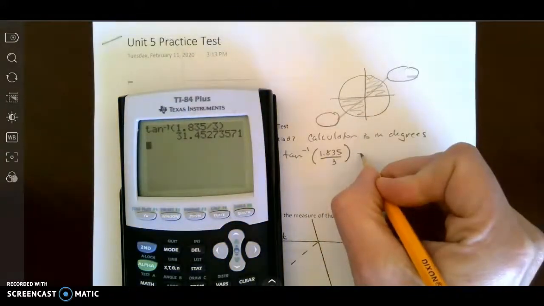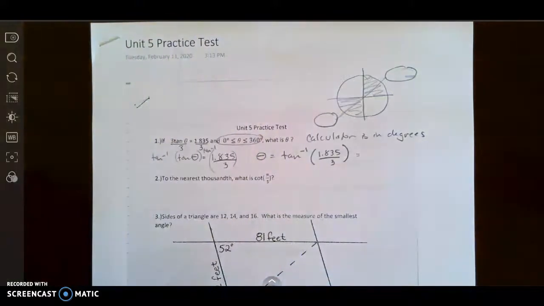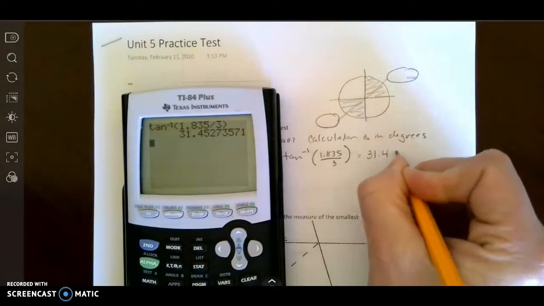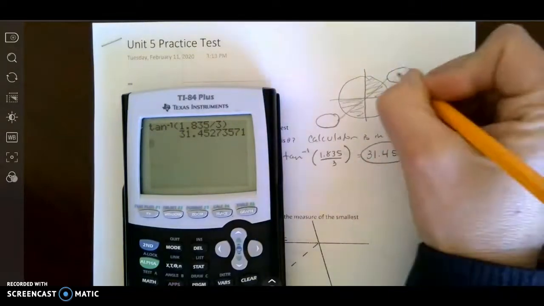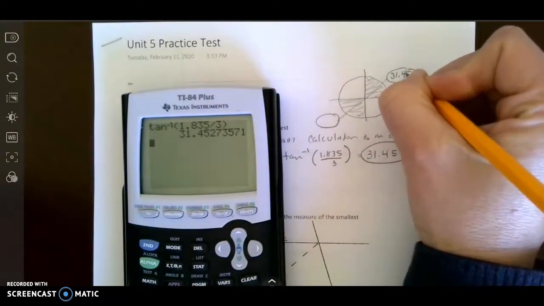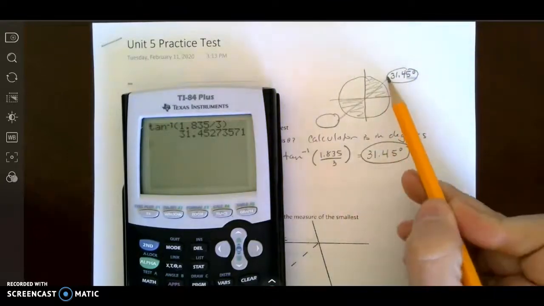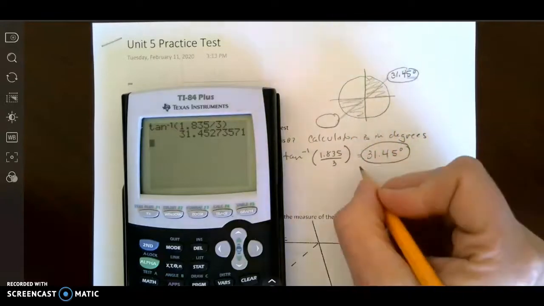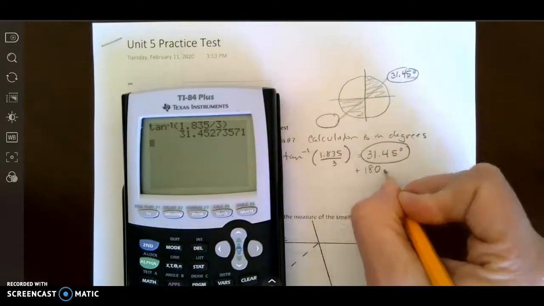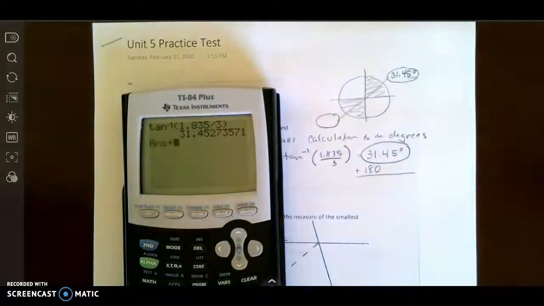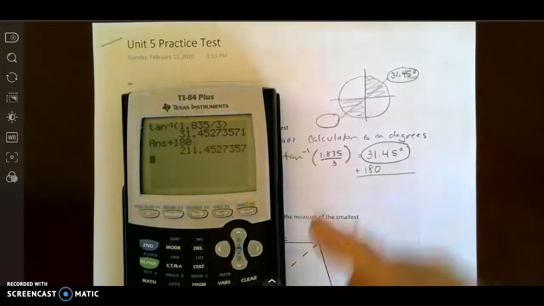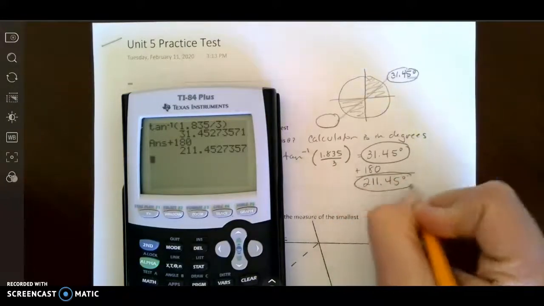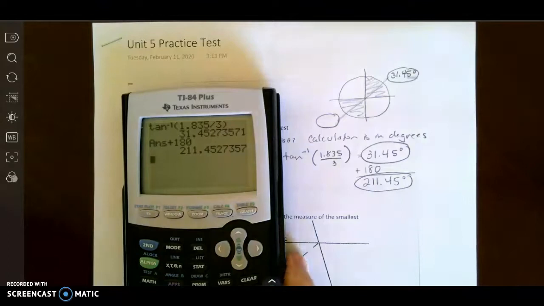And I get, does it say what to round to? It doesn't. Let's go to 2 decimal places. 31.45 degrees. That's going to be one of my answers. And my other answer is going to be diagonally across the circle, across the straight line. So I'm going to add 180 to this, plus 180. And I get 211.45 degrees as my other angle.